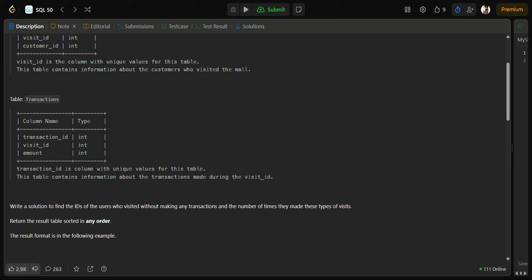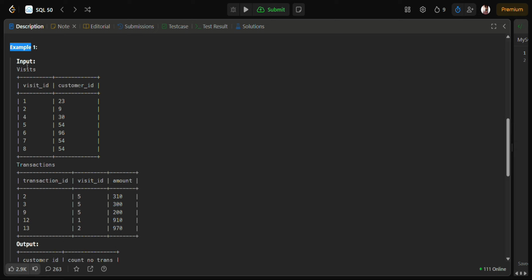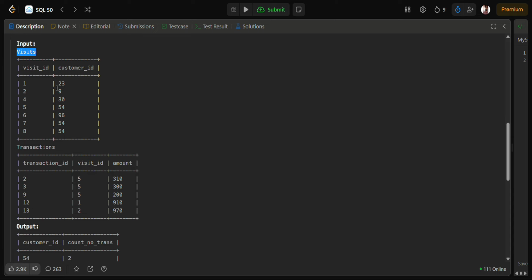Let's carefully walk through this example step by step. We are given two tables. One table records visits, showing which customers visited the mall and their visit IDs. The second table records transactions, showing which visits led to purchases and how much was spent.